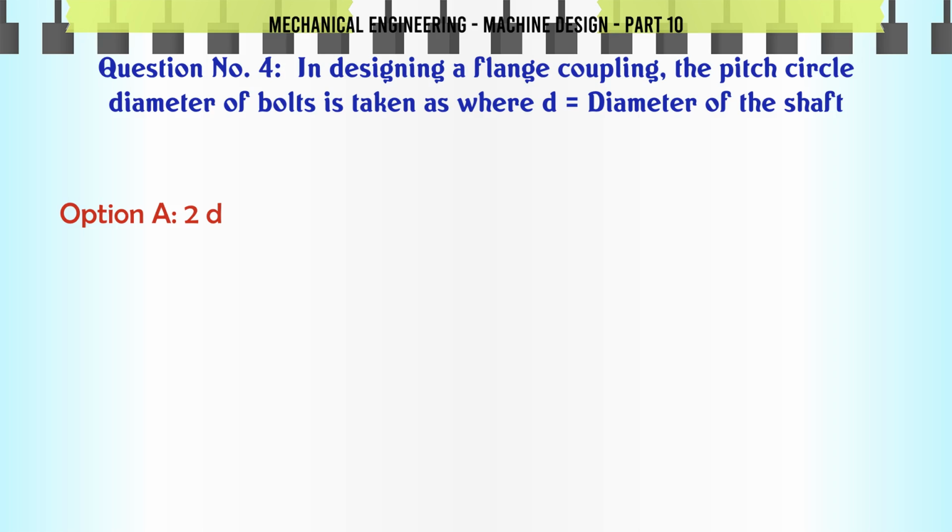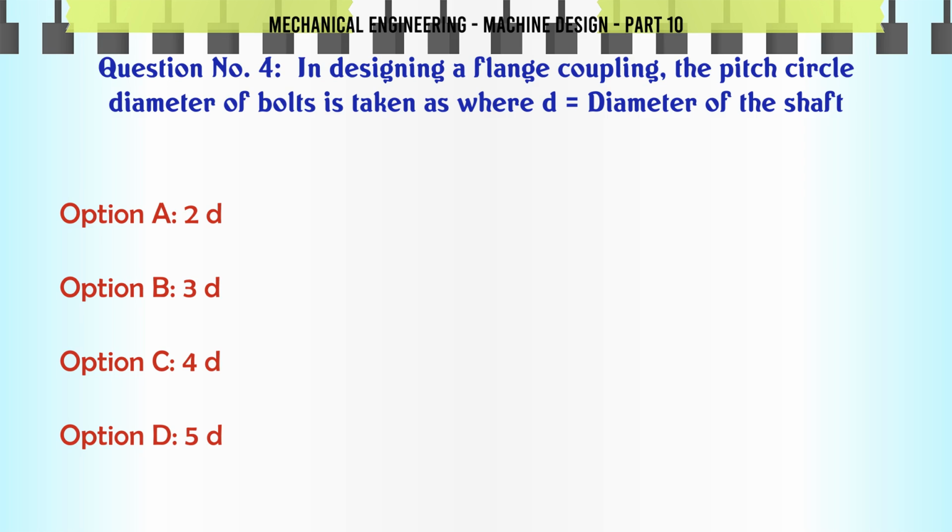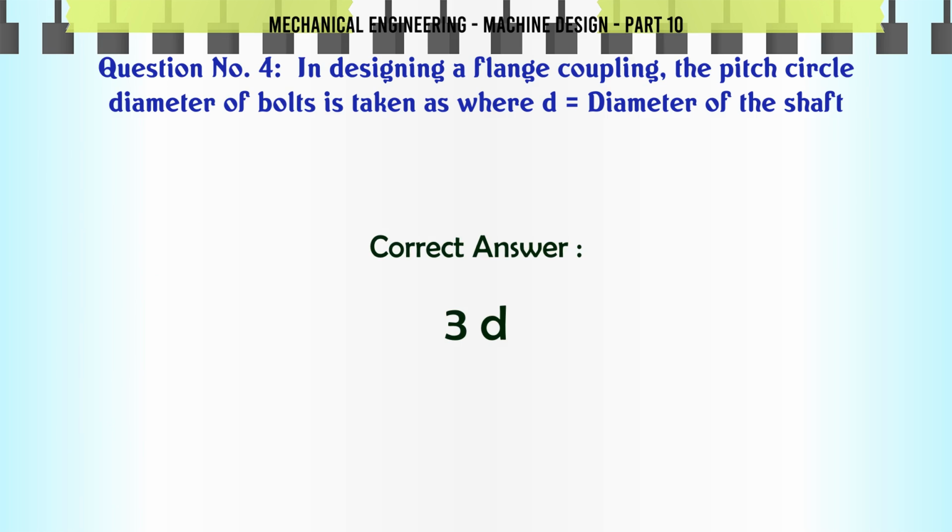In designing a flange coupling, the pitch circle diameter of bolts is taken as, where D is the diameter of the shaft. A. 2D. B. 3D. C. 4D. D. 5D. The correct answer is 3D.